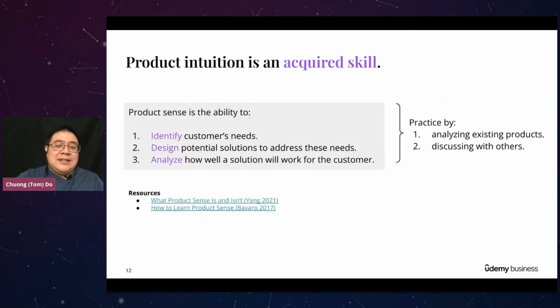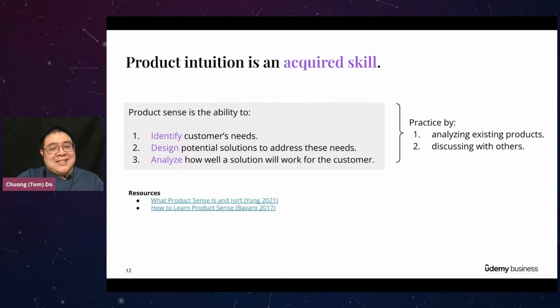Finally, there's this notion of product intuition overall, product sense. So putting all these things together, I would say product sense is the ability to identify customers' needs, design potential solutions to address these needs, and then to analyze how well a solution will work for a customer. So if you're transitioning into a consumer internet product company and you're thinking about, what is it going to take to get the job, how can you appropriately interview, you'll really need to combine all these things, right?